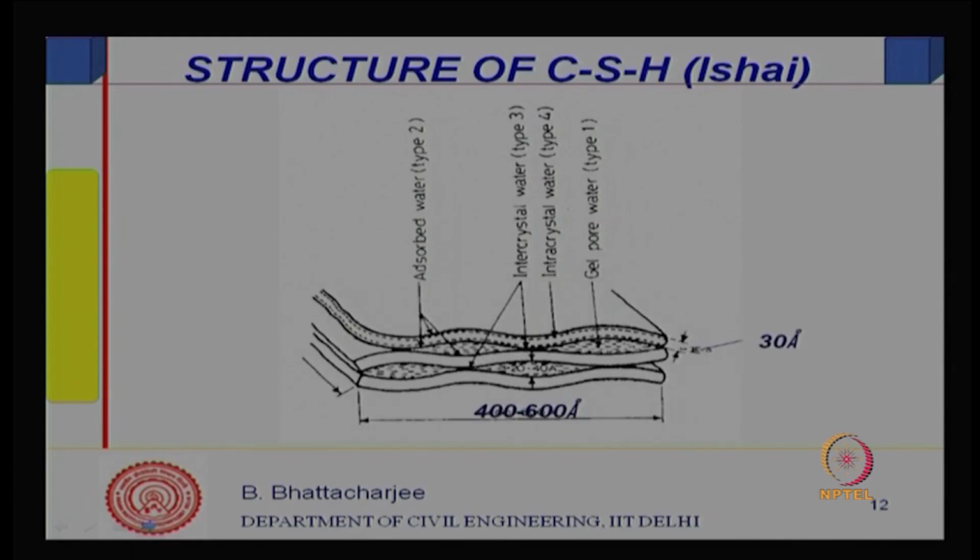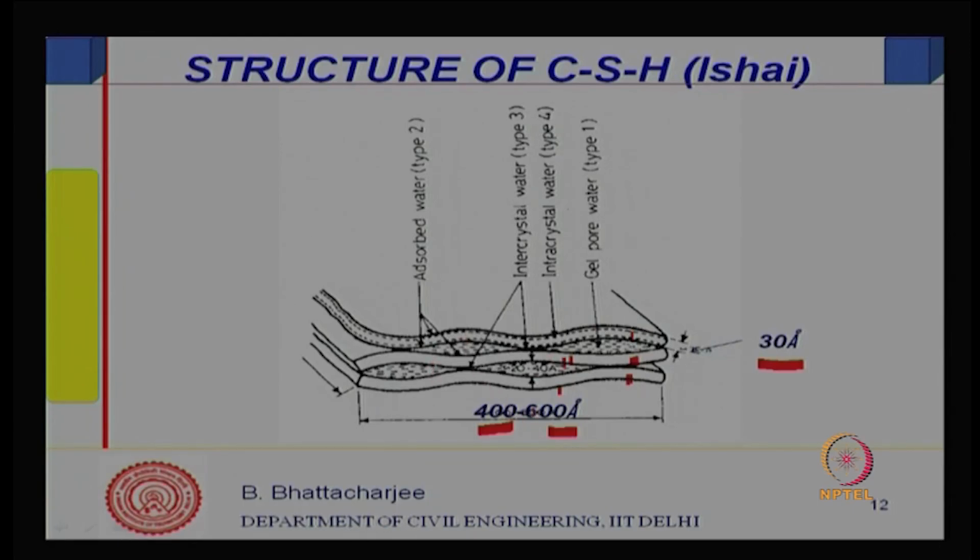Now, let us look at the structure of CSH. Several models have been proposed. This one is proposed by Feldman and Sereda. These are sheets: you have one sheet, another sheet and other sheets. These sheet like structures have a thickness of around 30 Angstrom, a sheet length of 400 to 600 Angstrom, and the space in between is the interlayer space, and the water is there.